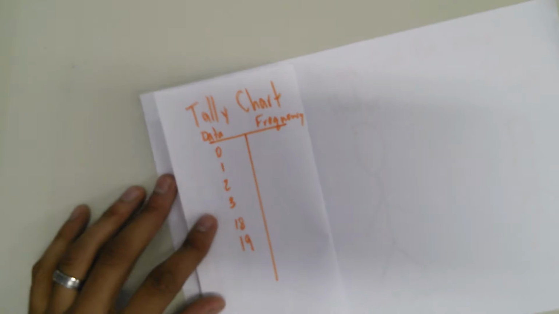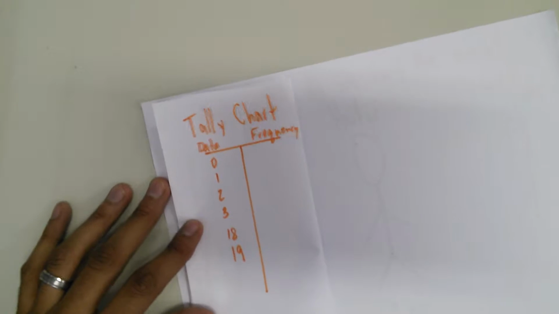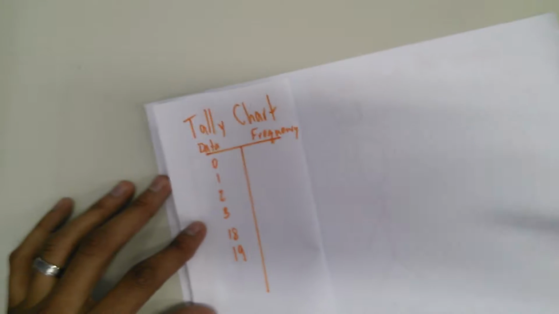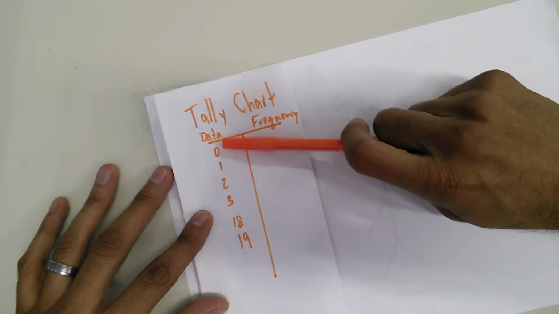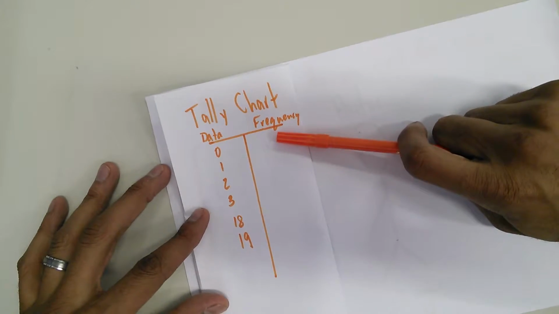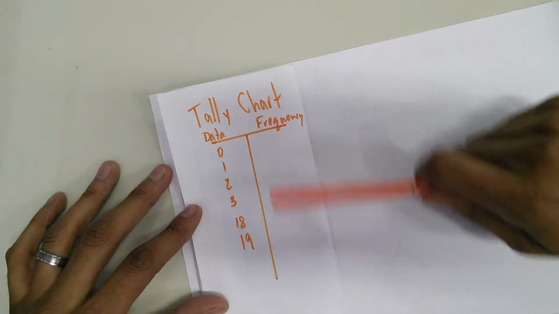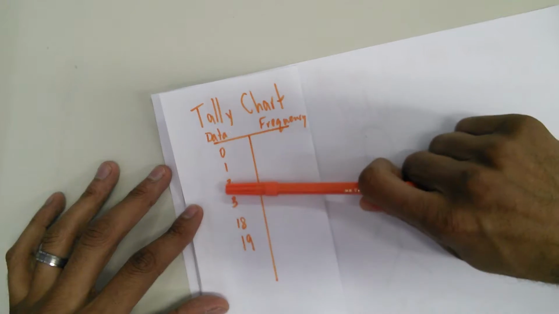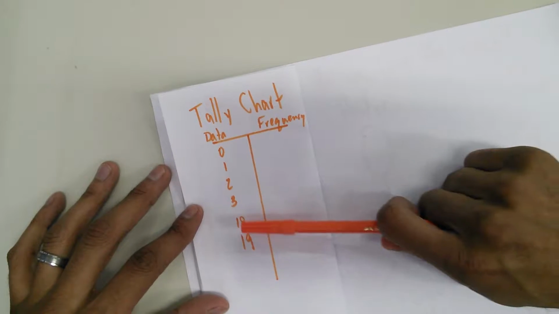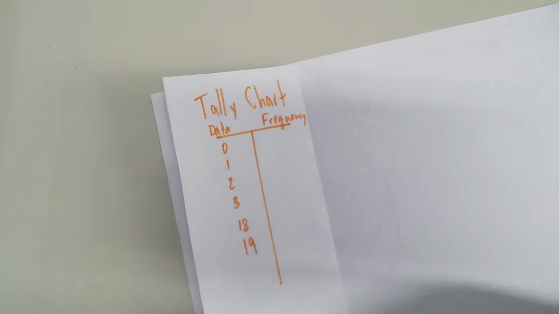So, if you remember in lesson 2.5, 2.6, we talked about a tally chart. With a tally chart, you put your data on the left-hand side and the frequency, how many times you see it, on the right-hand side. So how many times do I see the number 0? How many people have 1? How many people have 2? How many people have 3? How many people have 4? How many people have 5?